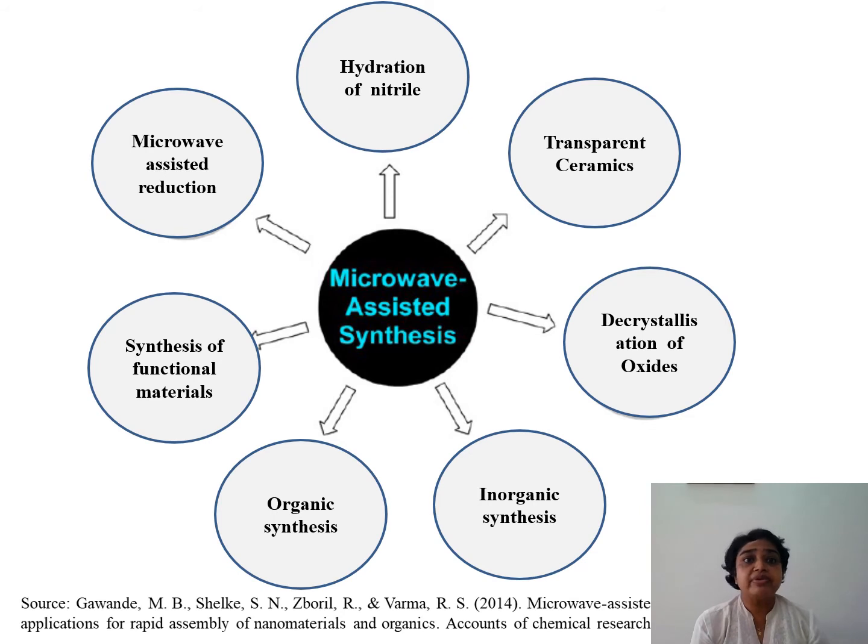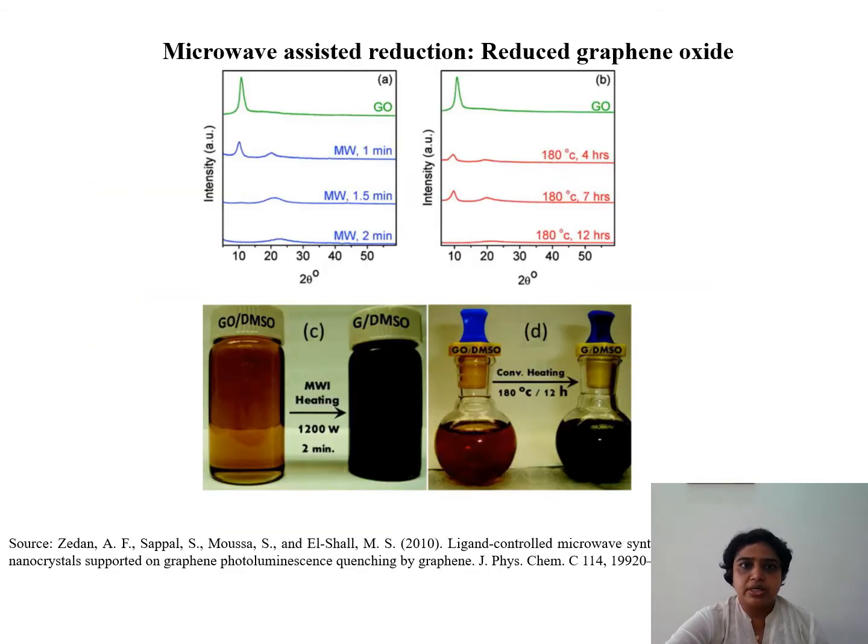First one is microwave assisted reduction, then hydration of nitriles, transparent ceramics, and then decrystallization of oxide. It is very important for defense application, inorganic synthesis, organic synthesis, and I'll be discussing some selected examples of synthesis of functional materials for various applications. So let's come to the microwave assisted reduction.